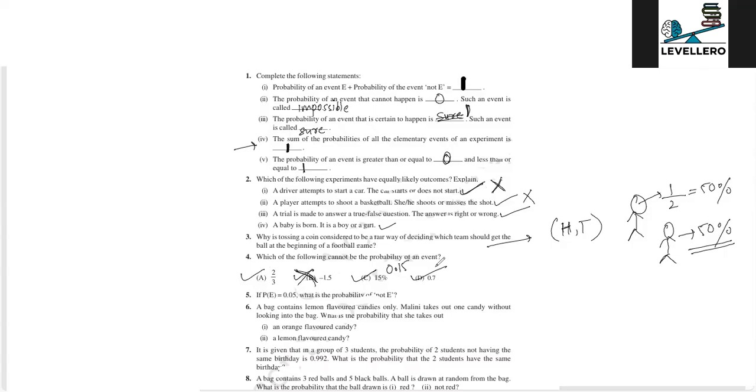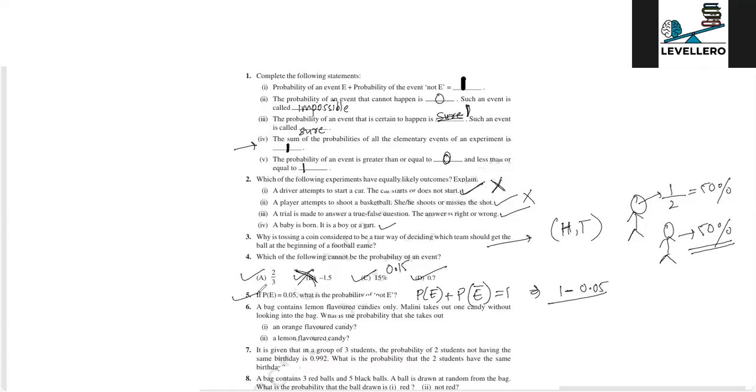Question number five, if P(E) is equal to 0.05, what is the probability of not E? So we already know that P(E), the probability of an event occurring, plus the probability of the event not occurring is equal to 1. So the answer is going to be 1 minus 0.05.